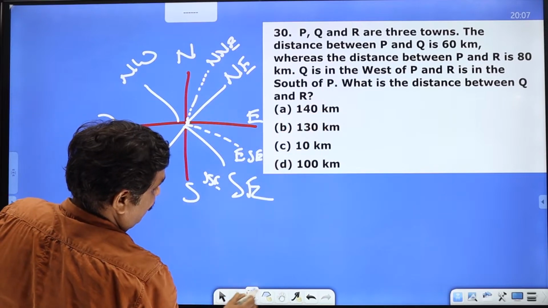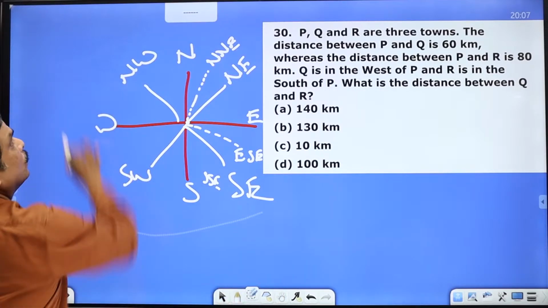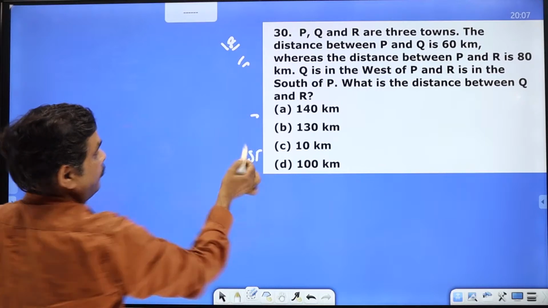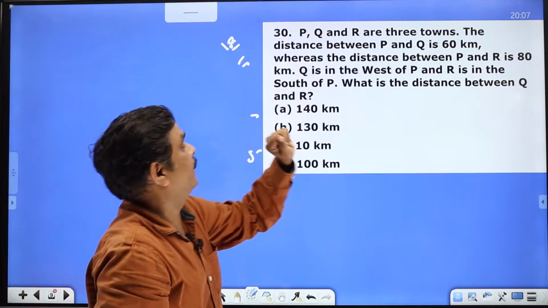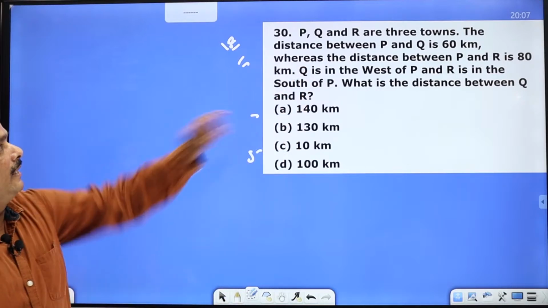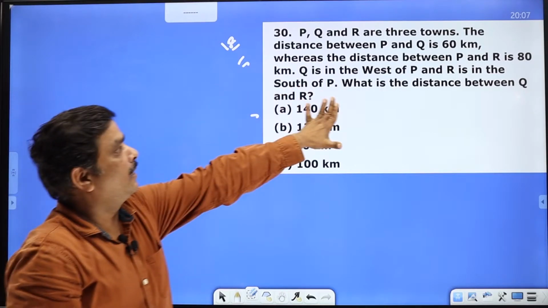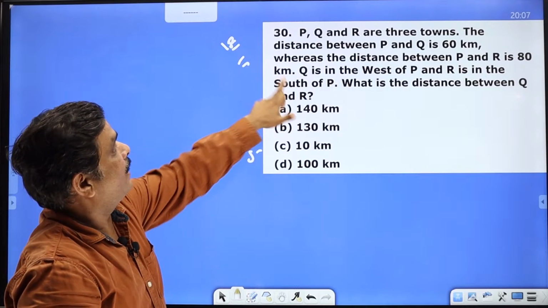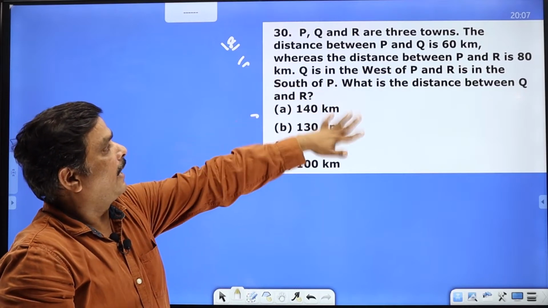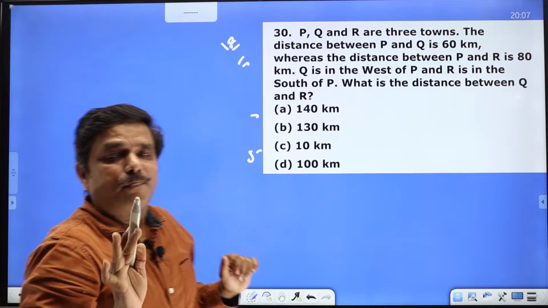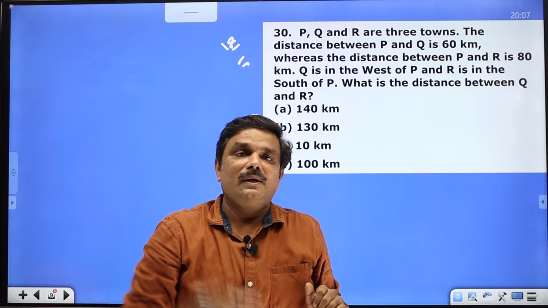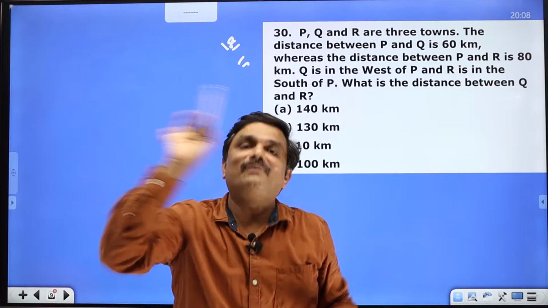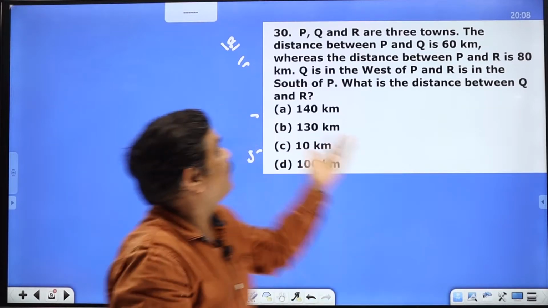All right, it's a simple question. I think you can do this one. Most of the students can do it very, very easily. Just go for it. I'll go for this. What is that? P, Q and R are 3 towns. The distance between P and Q they have given, whereas the distance between P and R they have given. Then after that, Q is west of P and R something they have given, right? So as my suggestion, first read the question clearly and you have to decide from where you have to start it. That is important. Okay, from where shall I start?